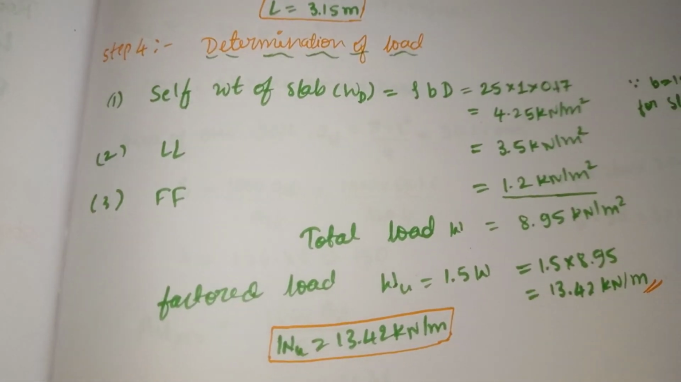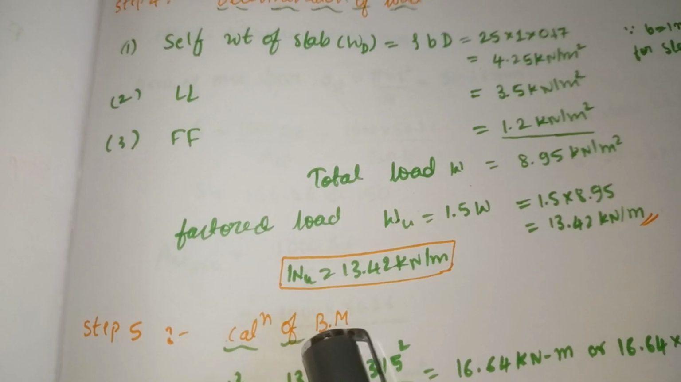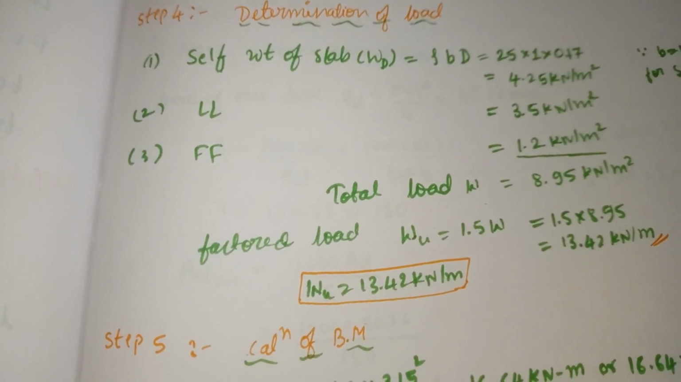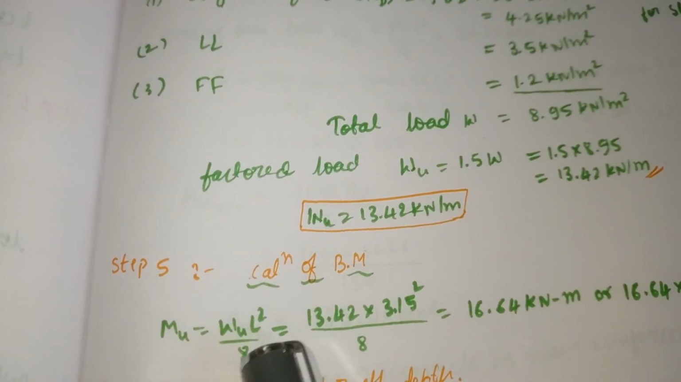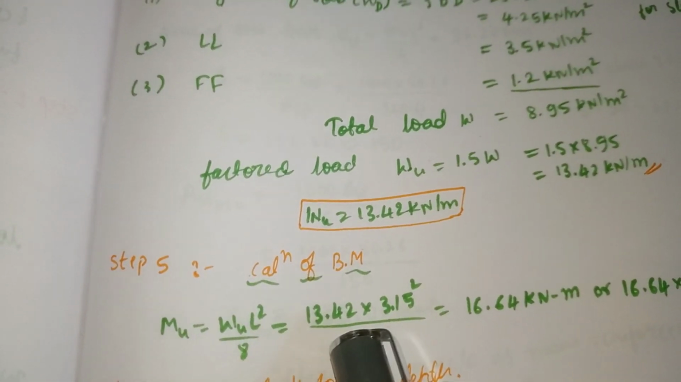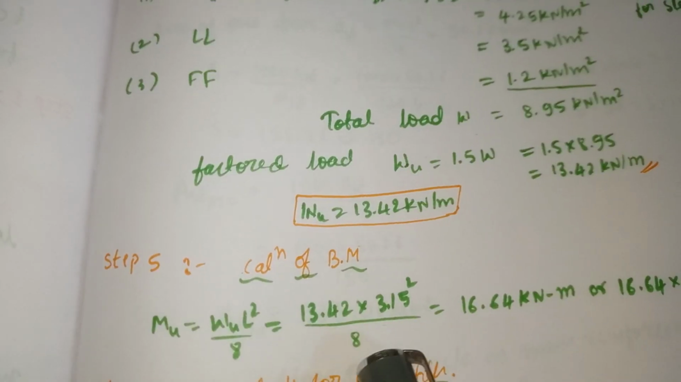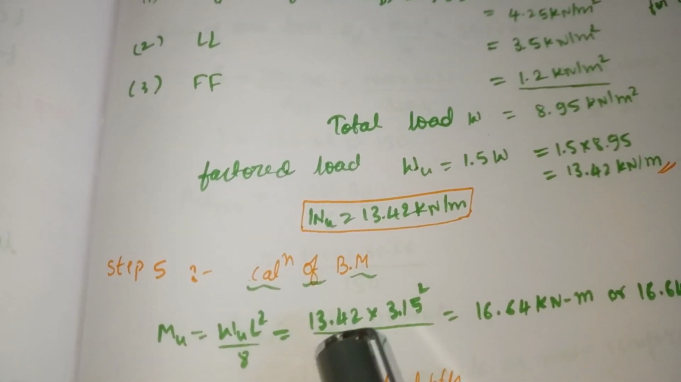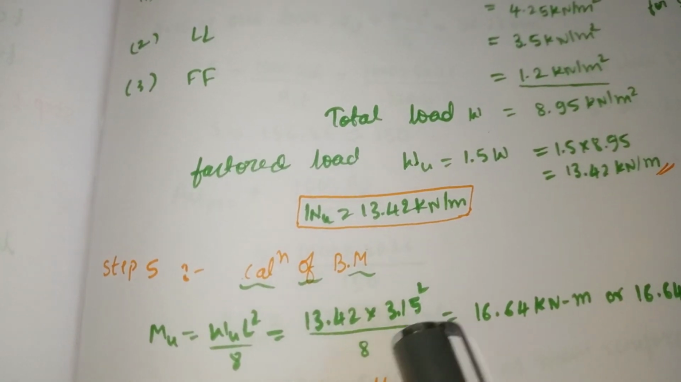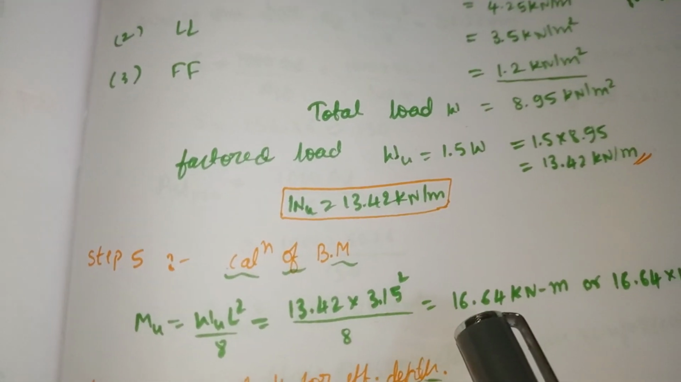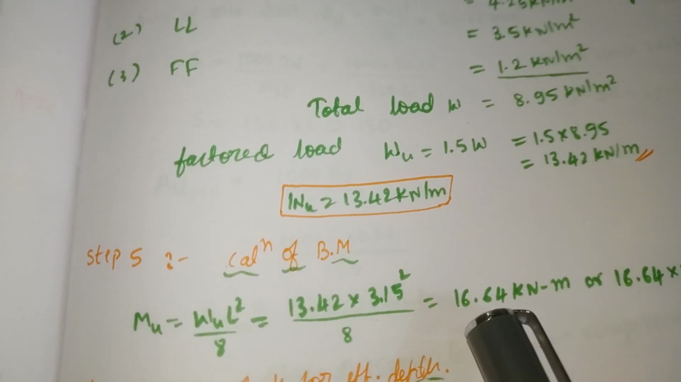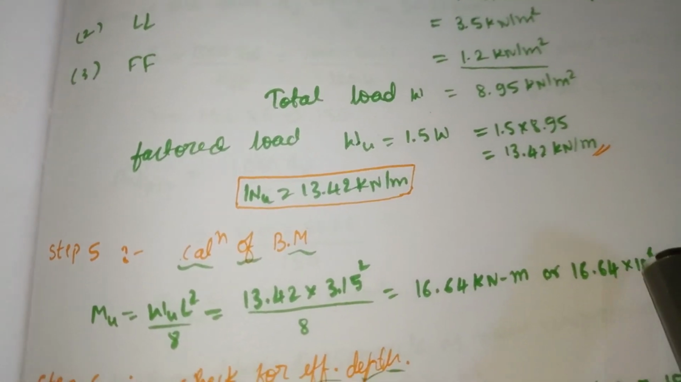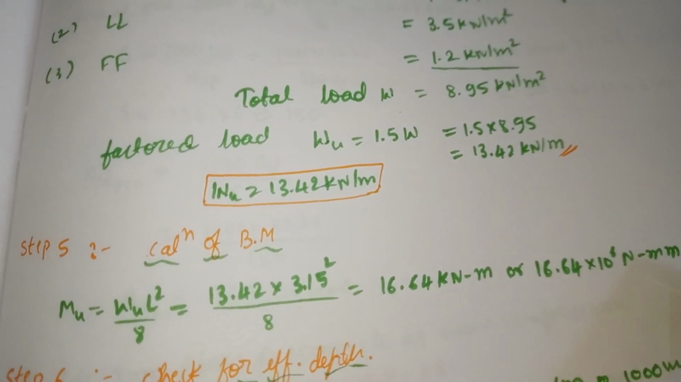We'll move forward. Next, step 5 is the calculation of the maximum bending moment. For that we have the formula Mu is equal to WU L square divided by 8. Substituting all the values, WU we got was 13.42 and L we got was 3.15, divided by 8. After simplifying we get the value as 16.64 kilonewton meter, or 16.64 into 10 to the power of 6 Newton mm in terms of mm.